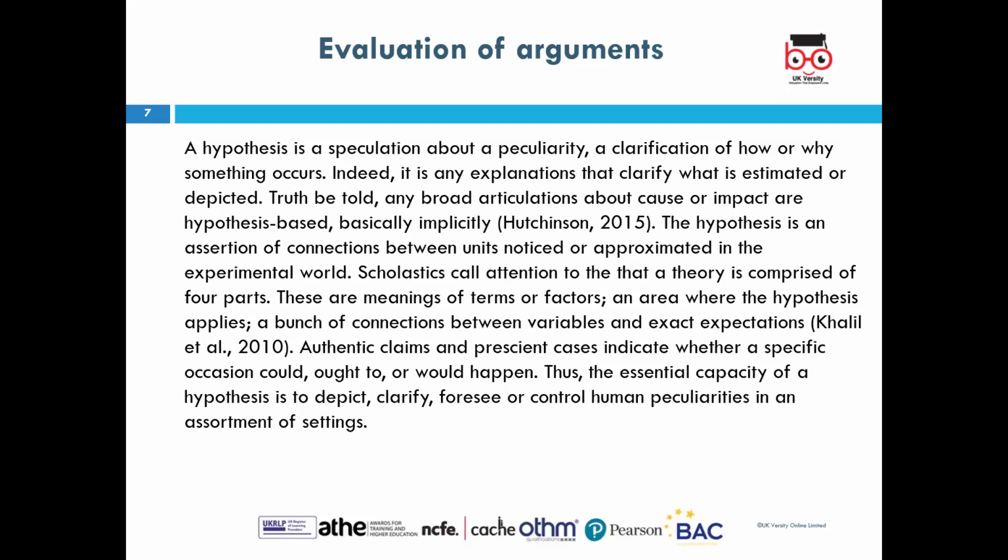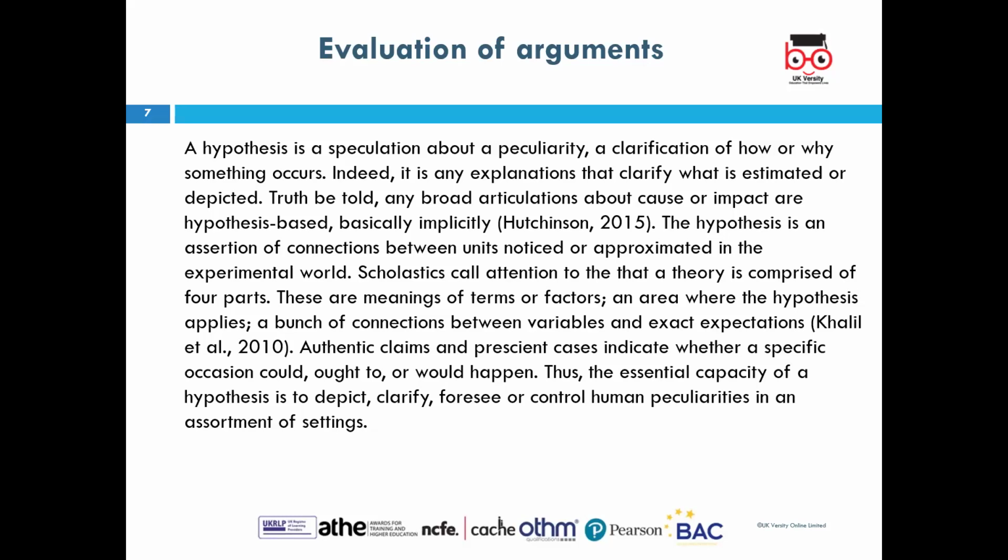So it's really important in regards to why this thing occurs that you want to talk about. Indeed, it's an explanation that clarifies what is observed or described. So in truth, any broad statements about cause or effect are theory-based, basically implicitly. And that's by Hutchinson, 2015. The theory is a statement of relations between units observed or approximated in the empirical world.